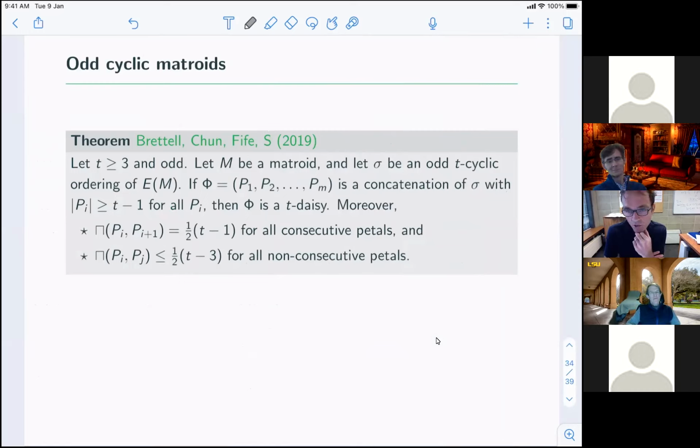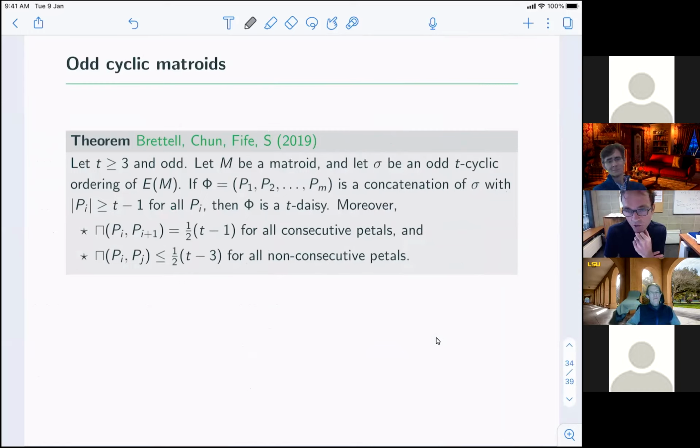All right, so I'm running out of time, so just for those who know what a T daisy is, I can generate a T daisy. The consecutive petals, that's the local connectivity. For non-consecutive, it's half T minus 3. All right, and if you put T equals 3 in, so for wheels or whirls, the local connectivity for consecutive petals is 1. For non-consecutive petals, it's 0. If T was 3.